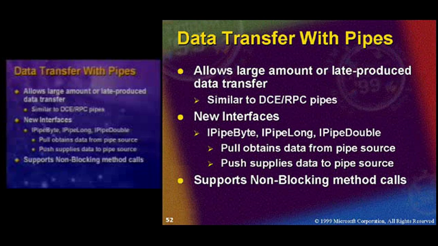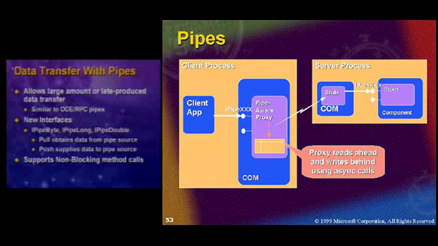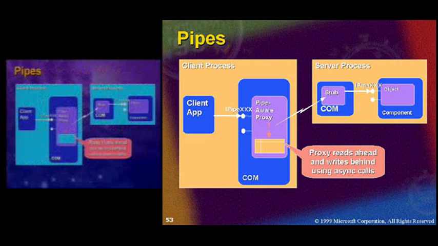These also support non-blocking method calls. So you can have synchronous or you can have non-blocking calls on your pipe interfaces. What this is really doing for you is trying to do read ahead and write behind using asynchronous calls behind the scenes, so that from the client's perspective, there's always some data that is readily available in this pipe that you can just grab.